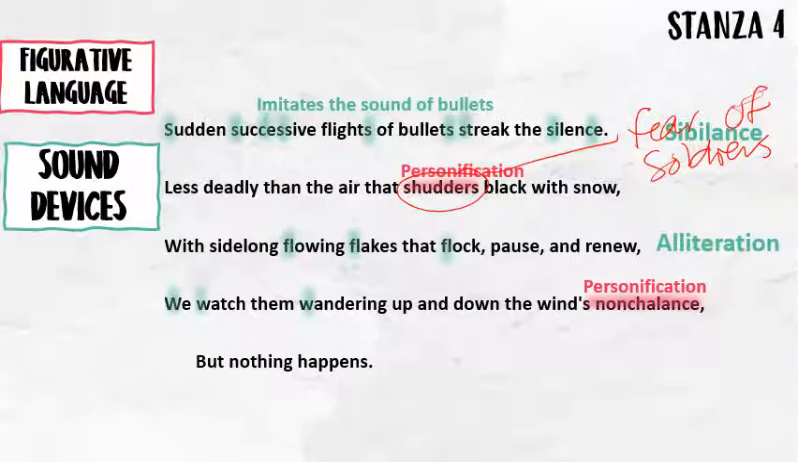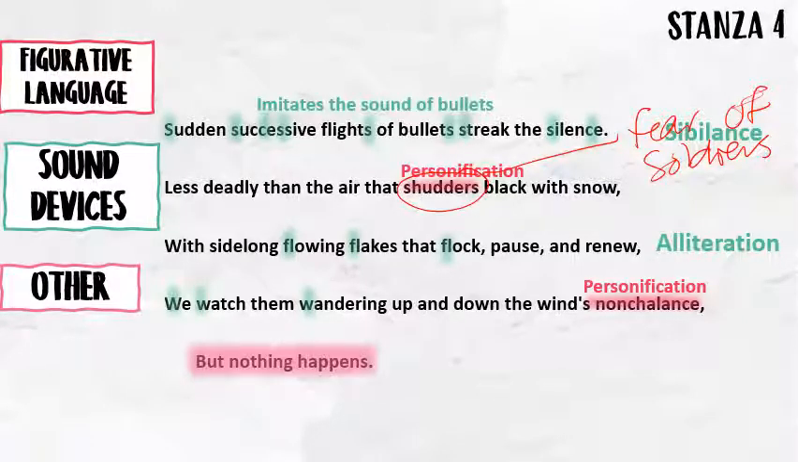And we have some alliteration as well. Often alliteration is drawing our attention to particular words and also to create the flow and the movement of the action. We notice again the repetition of this last line, nothing happens. And again, we can see that it's just highlighting the soldiers' frustration.